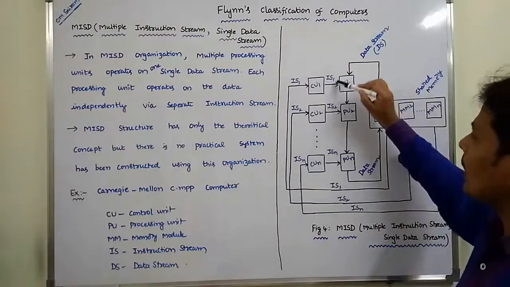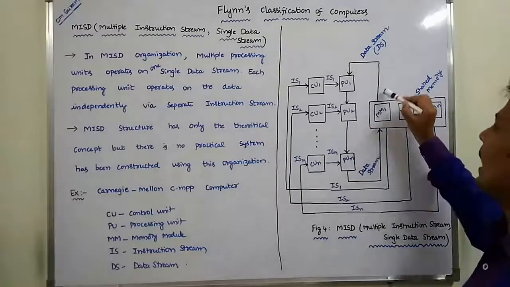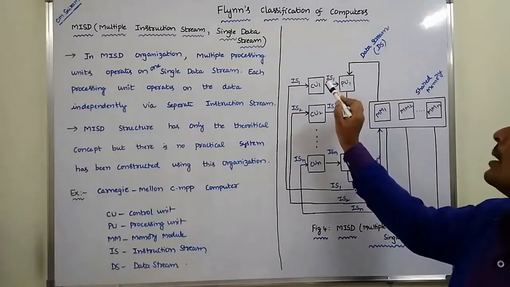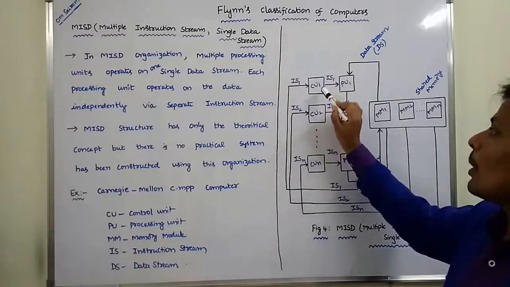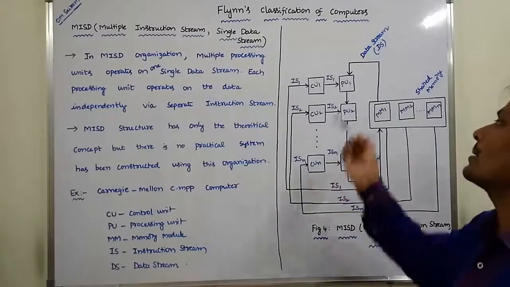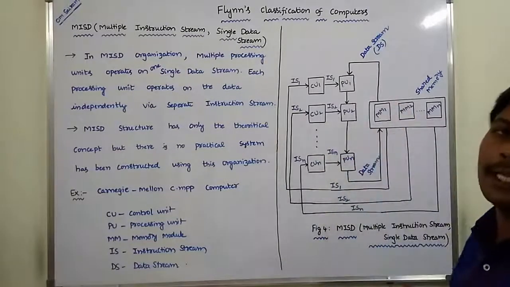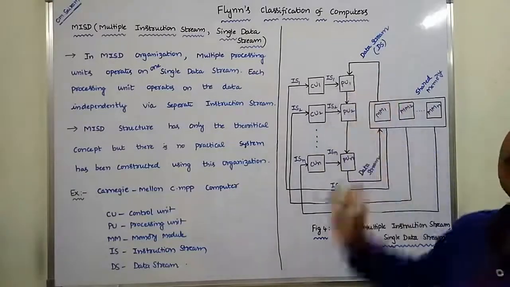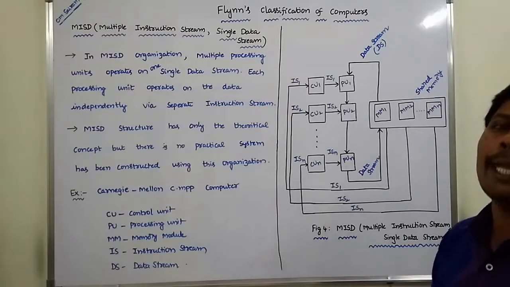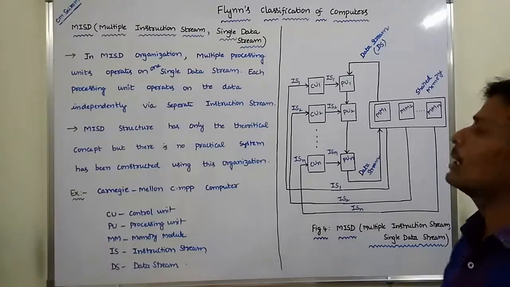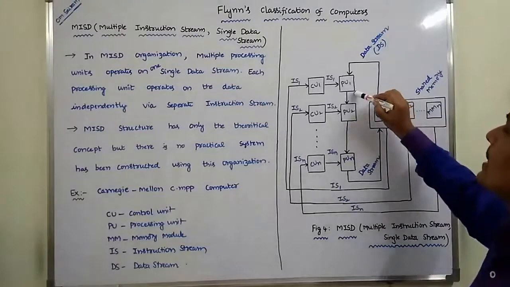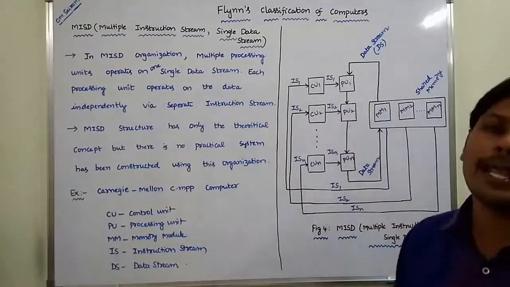Now, what are the inputs for processing unit 1? The data taken from the shared memory unit as a data stream is one input, and the instruction stream 1 that the control unit reads from memory module 1 is the second input. So the processing unit takes these two inputs and executes that instruction with the data taken from the shared memory unit. Whatever output we get from processing unit 1 is sent to processing unit 2 as an input.